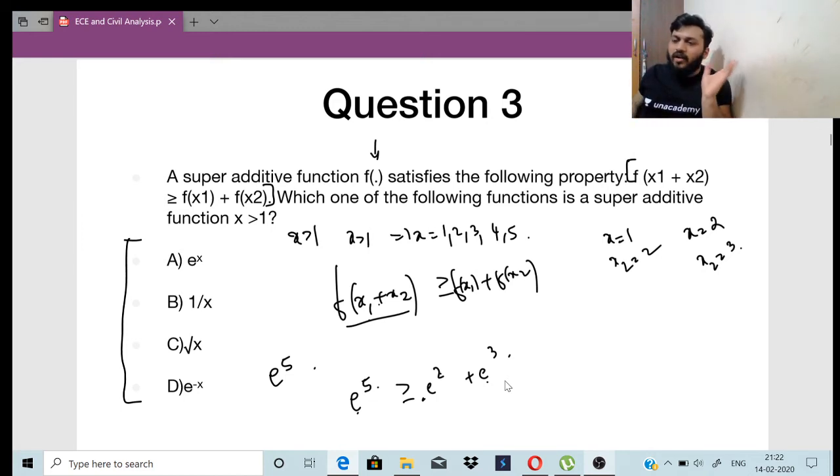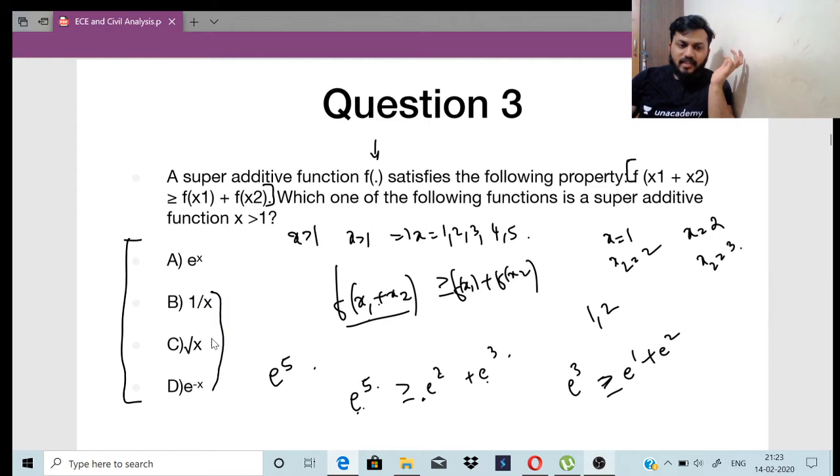In GATE, thank God you guys will have the virtual calculator. So calculate this: e power 5 is greater than e power 2 plus e power 3. Now take x as 1 or 2. So this will be e power 1 plus 2, e power 3, is greater than or equal to e power 1 plus e power 2. The other three options won't be needed, because the first option is the only correct one. The first option is the only one giving us the super additive function, so it is e power x.